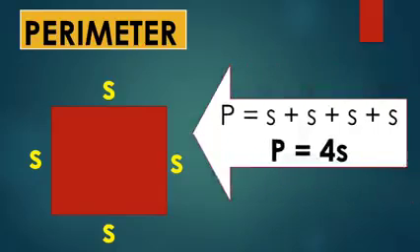So to find the perimeter of this square, simply add all the sides, that is s plus s plus s plus s, and we have 4s. So that is 4 times the given side of your square, and that is your perimeter.